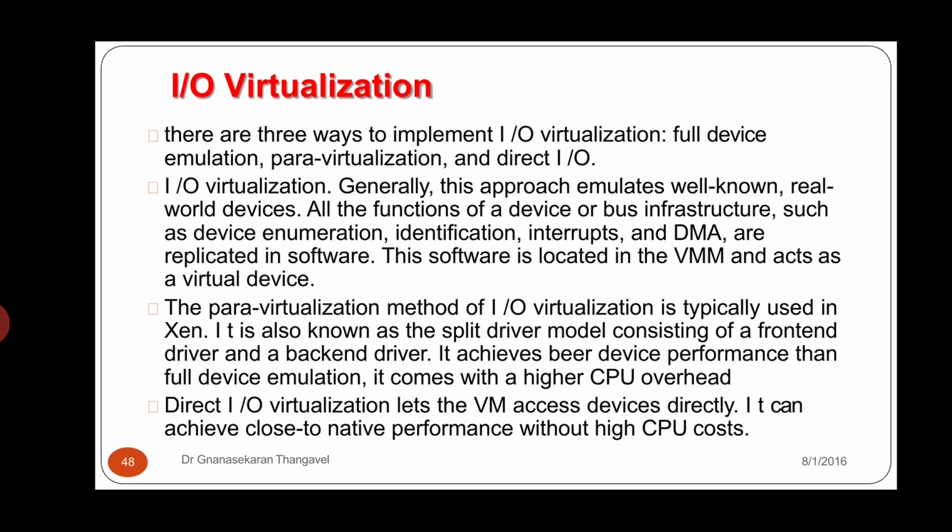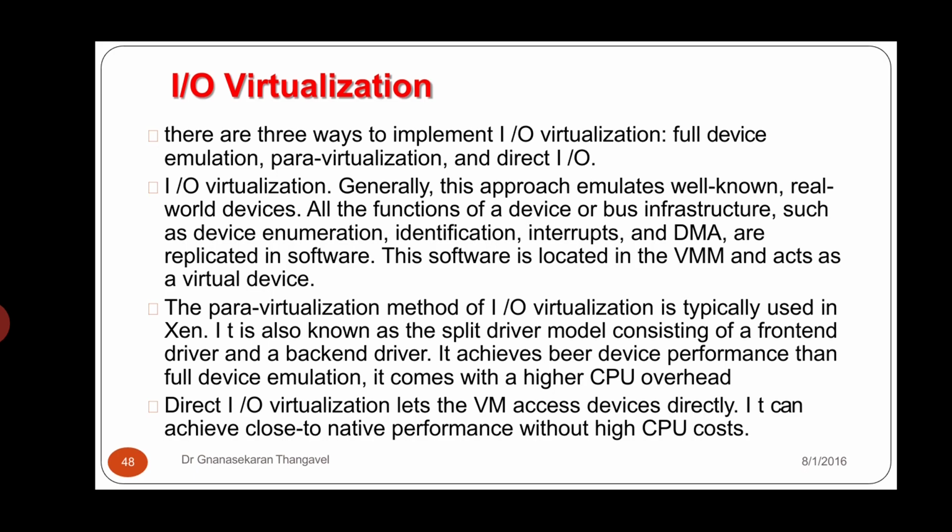Now we have to learn IO virtualization in detail. There are three ways to implement IO virtualization: full device emulation, para-virtualization, and direct IO. What is the meaning of IO virtualization? What exactly does it mean?